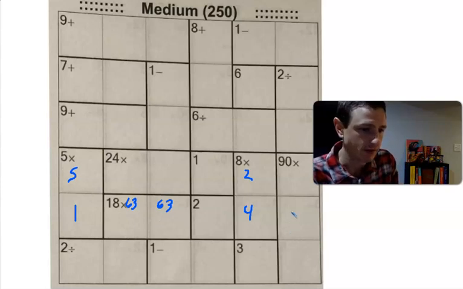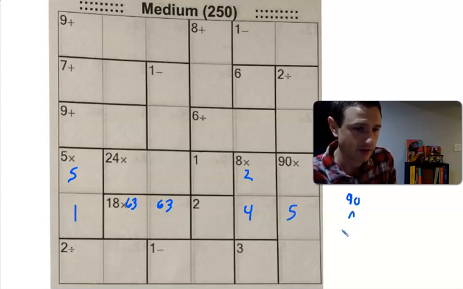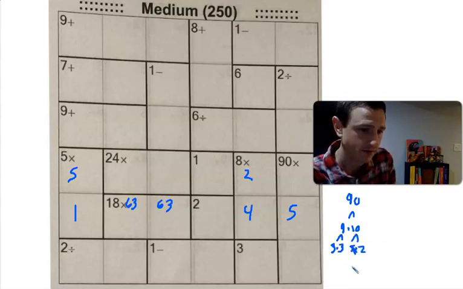So I have to have a 5 here. 6, 4, 3, 2, 1. So 5 is going to go here for sure. All right, so 90. How do we deal with 90? So 90 is 9 times 10. 9 is 3 times 3. 10 is 5 times 2. I already have the 5.